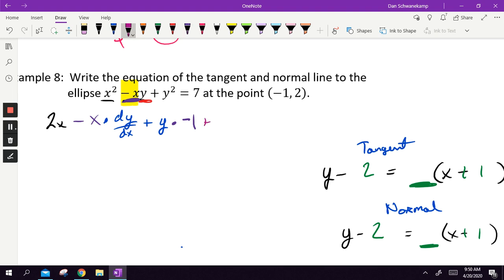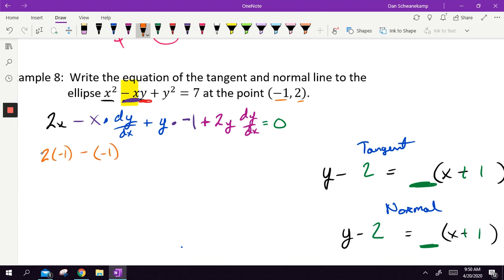Plus the derivative of y squared is going to be 2y dy over dx. And what's the derivative of 7? The derivative of 7 is 0. There's my setup. Now let's do it. I'm going to plug in negative 1 and 2. So 2 times negative 1 minus negative 1 times dy over dx plus y. So that's going to be negative 2, because of how it's set up, plus 4 dy over dx is all equal to 0.